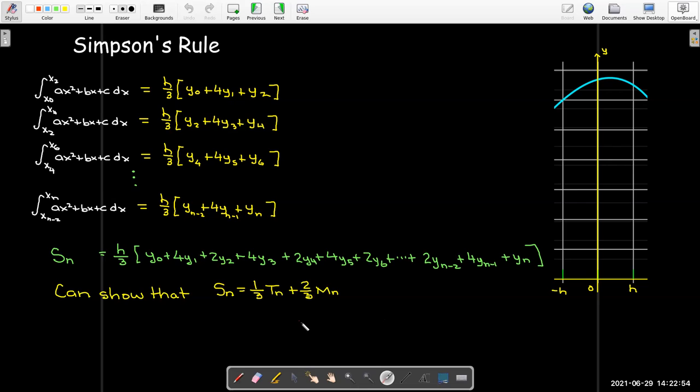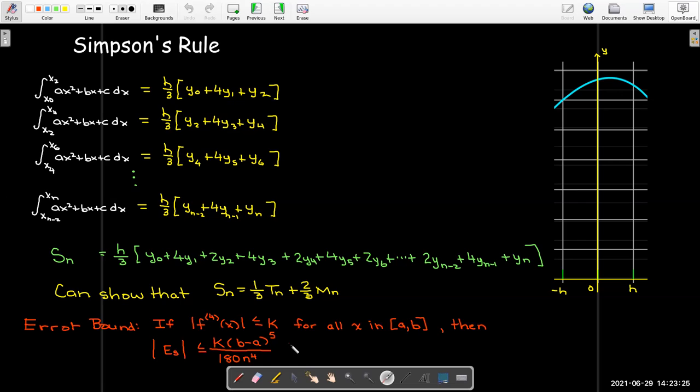And it shouldn't surprise us if we really think of our odd number points as being the midpoint of this larger subinterval, that there's a connection to the midpoint. And there's also a connection to the trapezoidal rule. So we could find Simpson's rule by taking this weighted average of the approximation from the trapezoidal rule and the approximation from the midpoint rule.